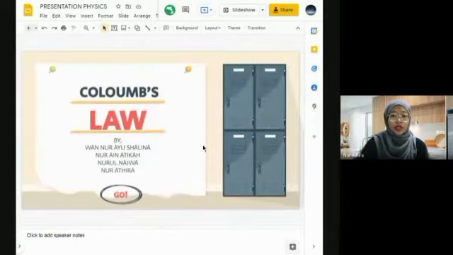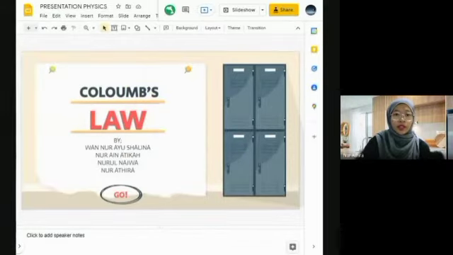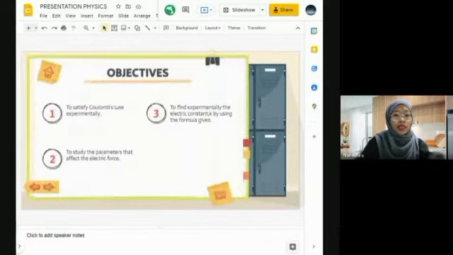Without delaying the time, let's move to the first subtopic, which is objective. As we can see, this experiment has three objectives. The first one is to satisfy Coulomb's law experimentally. Coulomb's law is defined as the electric force between two charges is proportional to the product of the charges and inversely proportional to the distance between them. So through this experiment, we check whether it complies with the law or not.